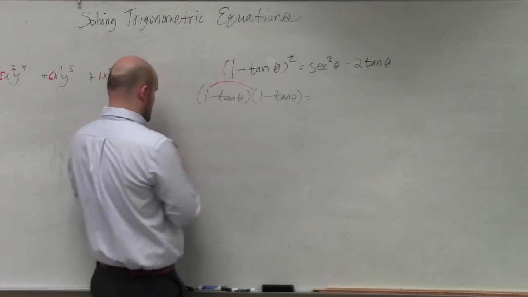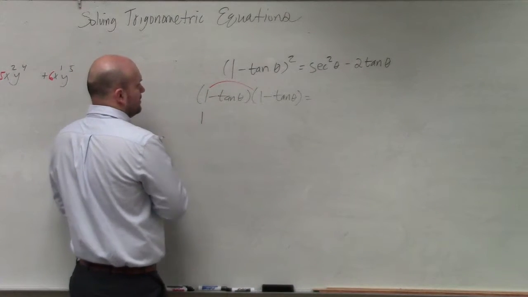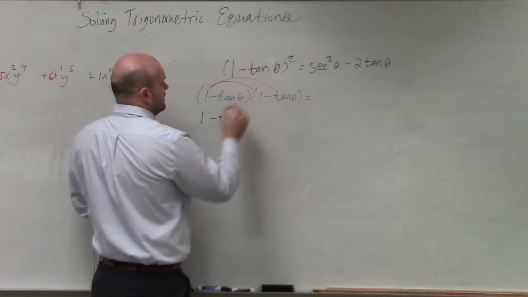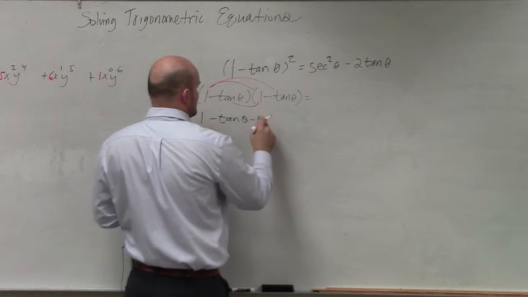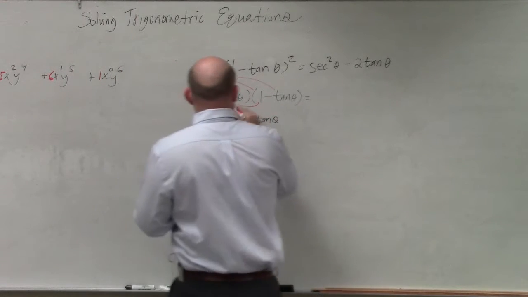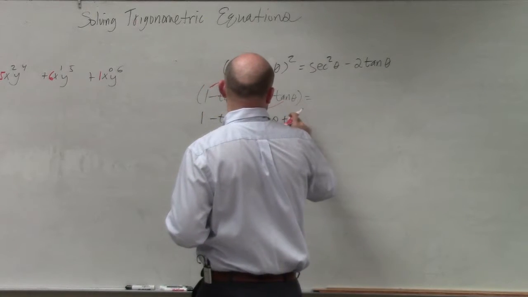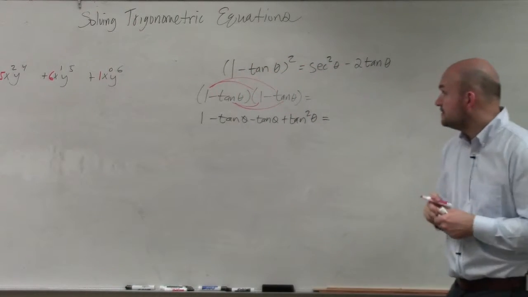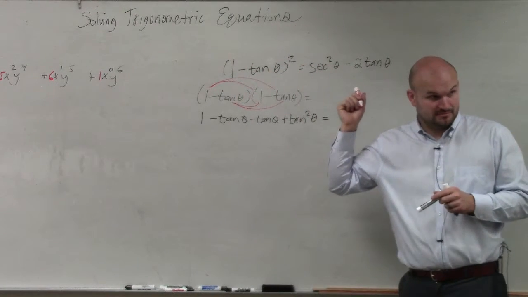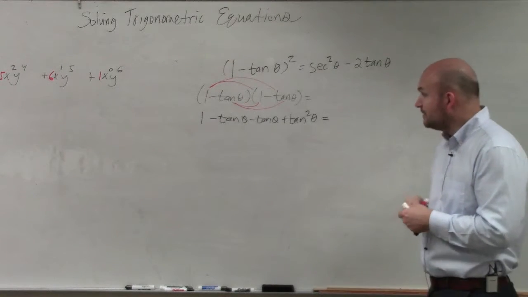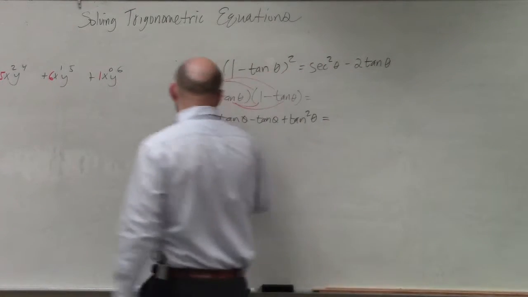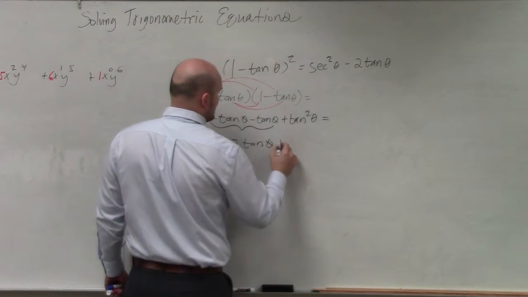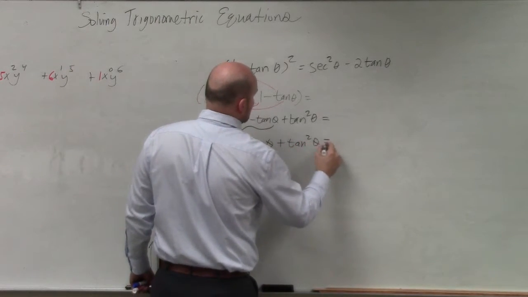But here, I know I can FOIL by multiplying. 1 times 1 is going to be 1 squared, which is 1. 1 times negative tangent is negative tangent of theta. Another 1 times negative tangent of theta is negative tangent of theta. And negative tangent times negative tangent is positive tangent squared of theta. OK. Still doesn't look anything like that, does it? No. But what I do notice is I have two terms that I can combine. So 1 minus 2 tangent of theta plus tangent squared of theta.